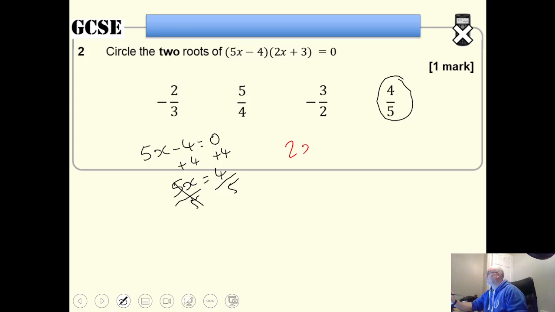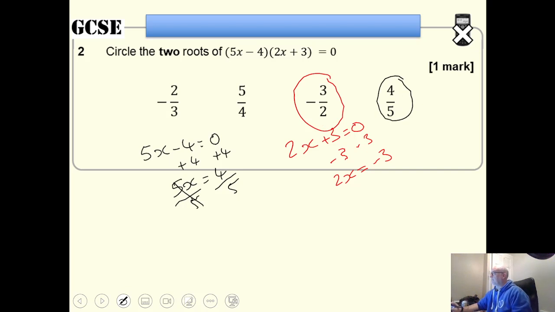Second one, 2x plus 3 equals 0. So 2x on its own is going to give me minus 3. Okay, so looking at this one, I know that the negative 2 is going to be wrong. So we know it's going to be that one. So divide through by the coefficient, divide through by 2. Therefore, x is equal to negative 3 over 2.